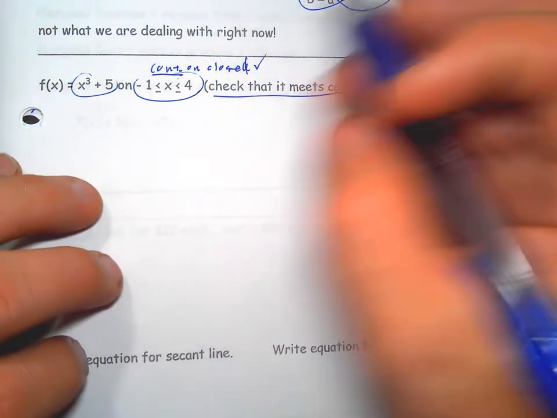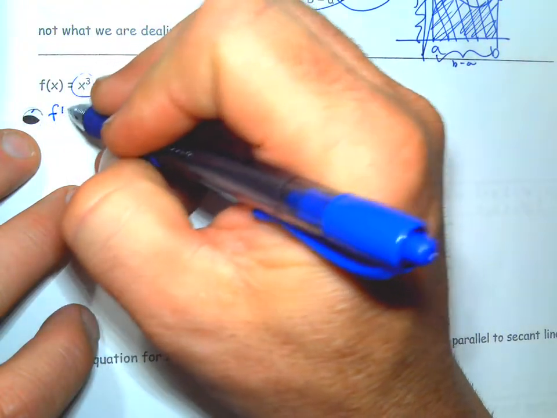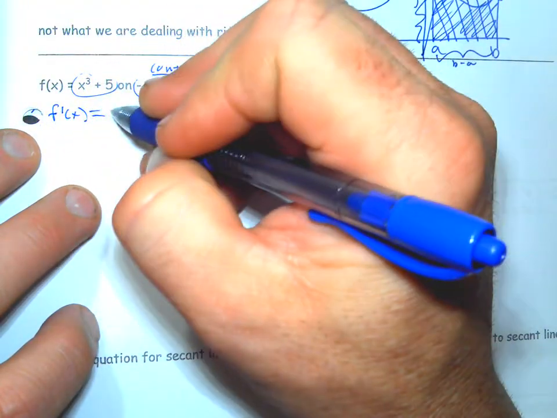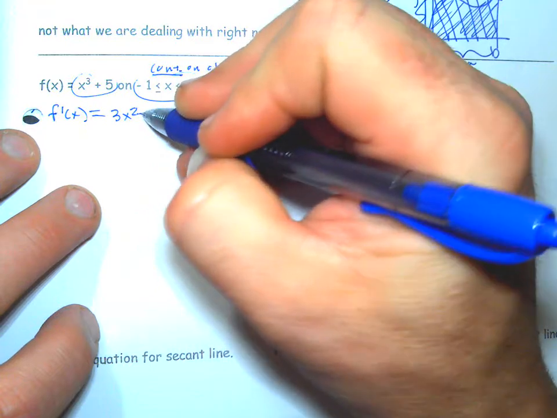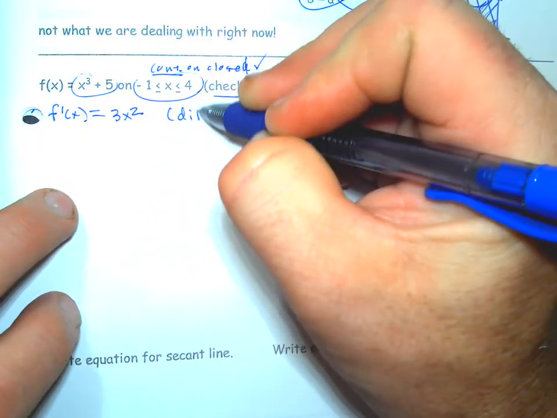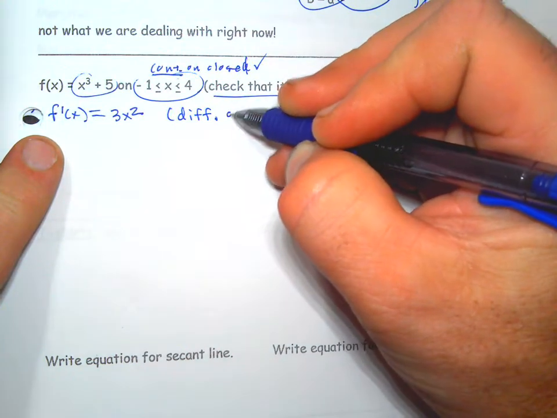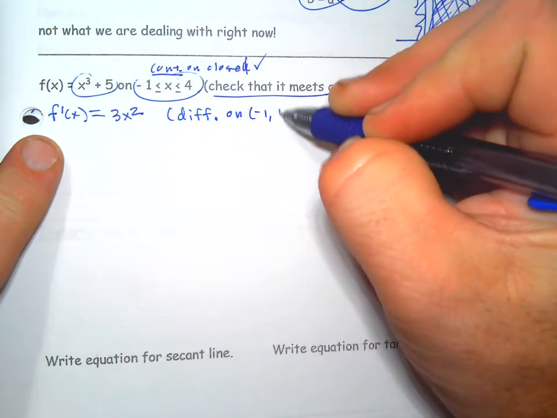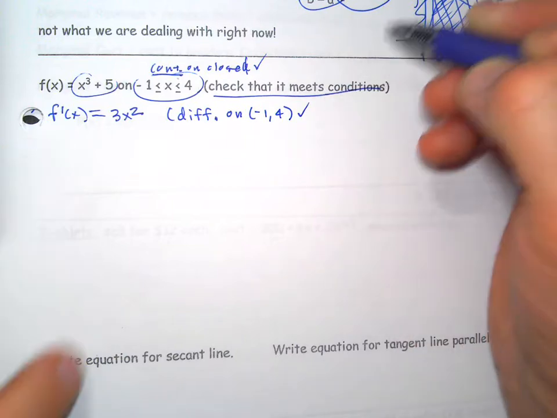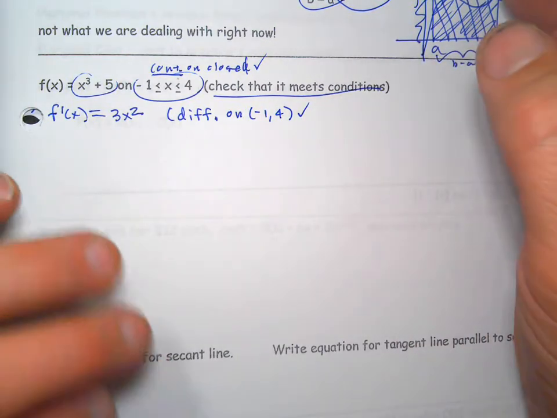Well, we'll have to look at the derivative, which we're going to find anyways. We're going to need it. So the derivative is 3x squared, which exists everywhere, which is continuous itself, which means the original function is differentiable at least on the open interval. Okay. So that's good to just check.